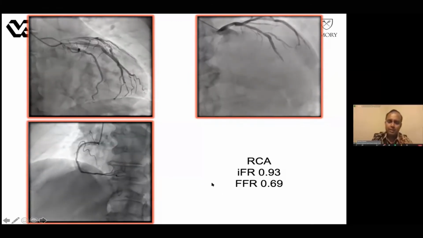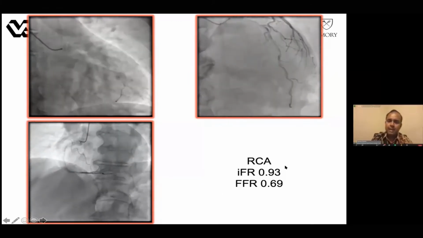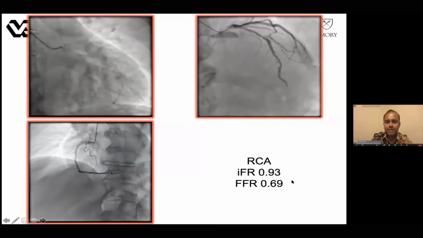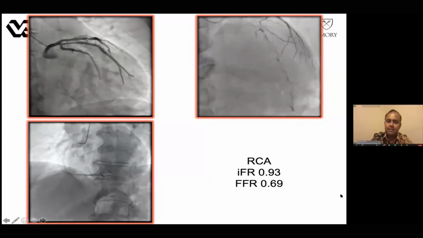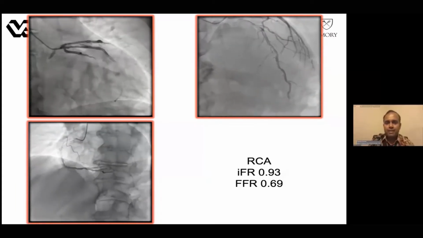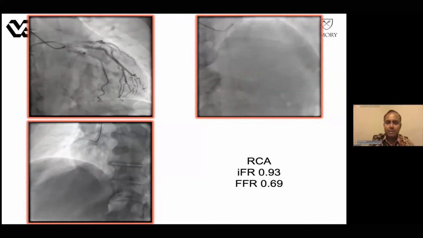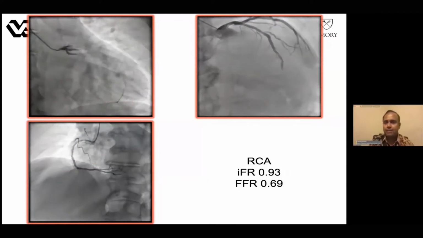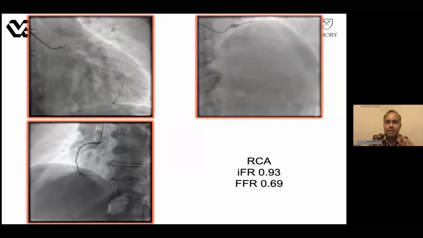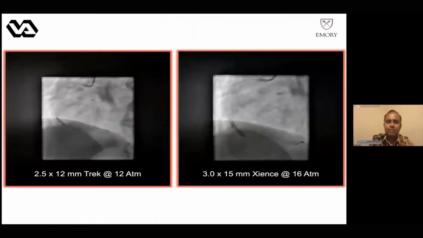Anyway, the operator at the outside hospital elected to do iFR of this, which was 0.93. Subsequently, he then did FFR, which was 0.69. Based on the fact that this was the only lesion the patient had that looked significant enough in a large epicardial artery, he then elected to proceed to PCI of this vessel.